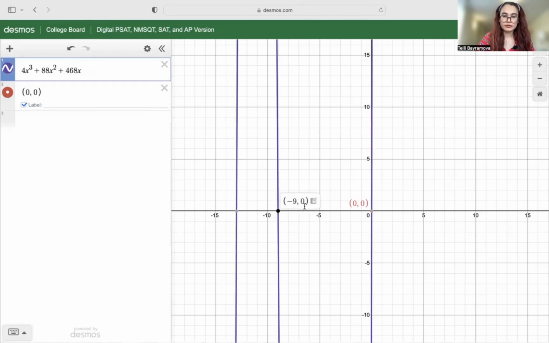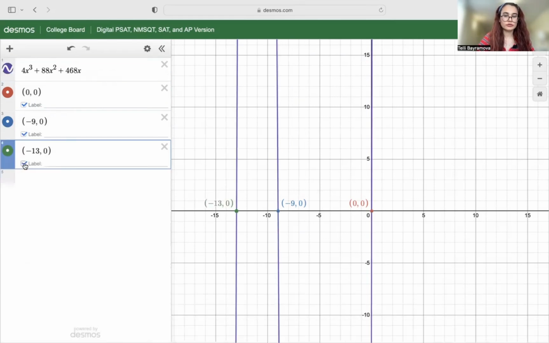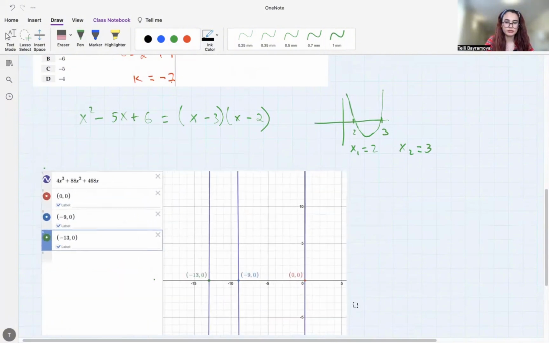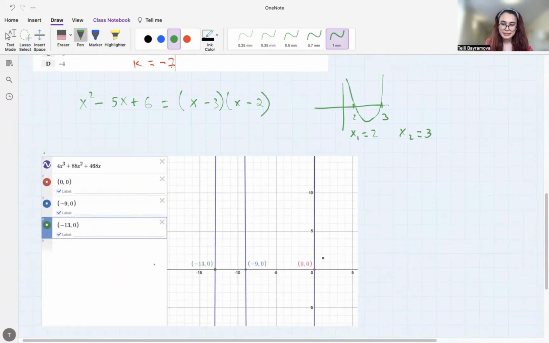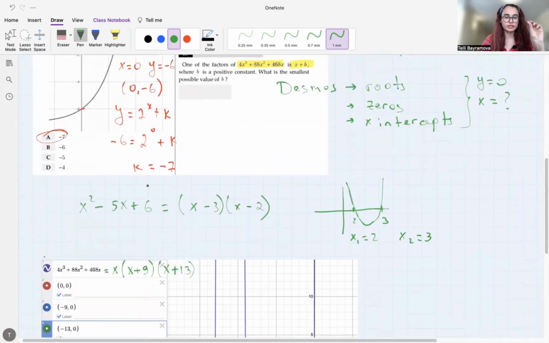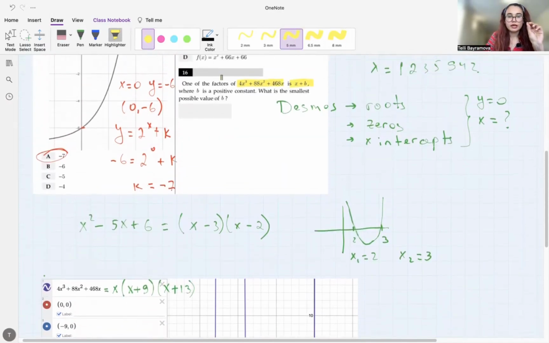Negative 9, 0. I have to label it. And this point is negative 13 and 0. These are the zeros. I found the zeros of the function. F of 0 means that x is 0: x is negative 9, x is negative 13. So how can we write this? Multiply (x plus 9)(x plus 13). So x plus 9 and x plus 13 are the factors of this expression.